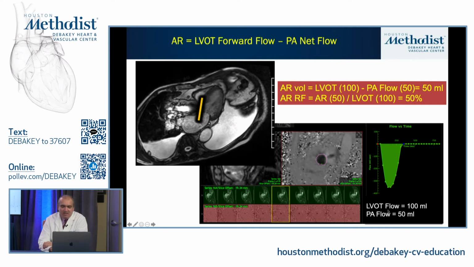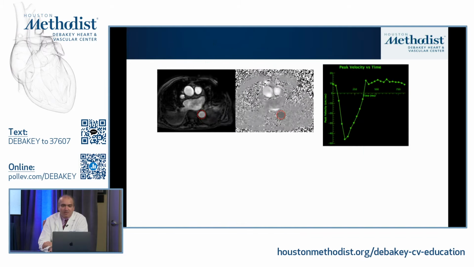In this case, the LVOT forward flow was 100 cc's. The net PA flow was 50 cc's, telling us that there's about 50 cc's of aortic regurgitation here. And then the regurgitant fraction is simply dividing that by the LVOT forward flow, to derive, in this case, a regurgitant fraction of also 50%.